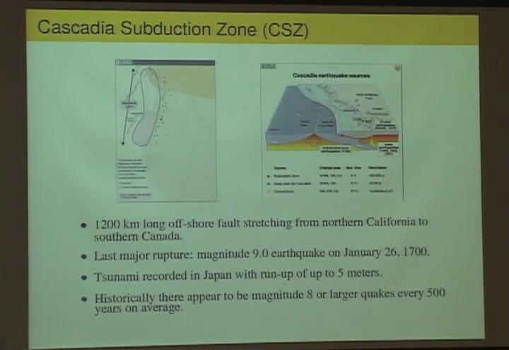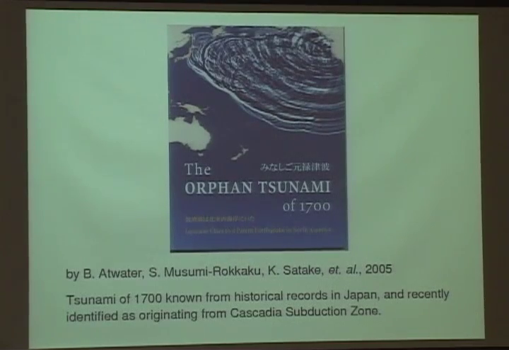So it was actually discovered that this fault zone was still active and had fairly frequent earthquakes on the geological timescale only in the 1980s or so. There was this earthquake in 1700, which was well recorded in Japan, but it was known as the orphan tsunami because although they had records of the tsunami, they didn't really know where the earthquake was that caused the tsunami for many years.